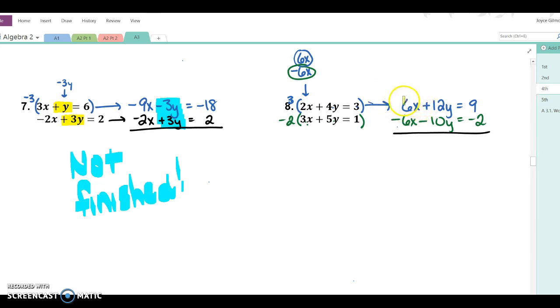Now, if we check our x's, they will definitely eliminate. So add them together. 6x and negative 6x is 0. You don't even need to write that 0, but you certainly can. 12y plus a negative 10y is 2y. Solve that. 7 divided by 2 is 3.5. I think 3.5 is easier to put in the calculator than 7/2 is, so I'm going to leave it as a decimal.